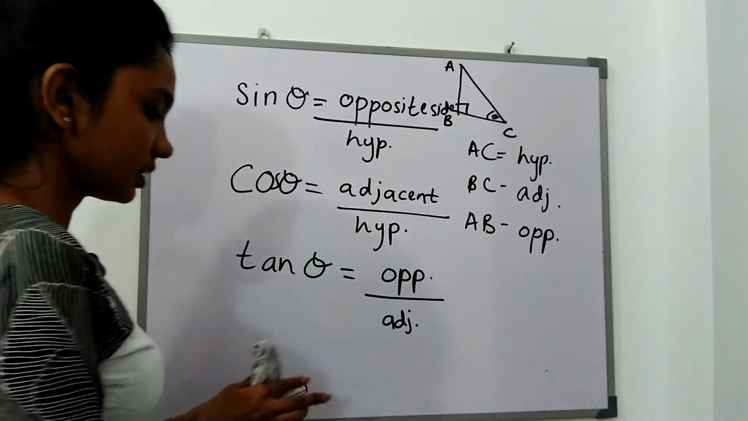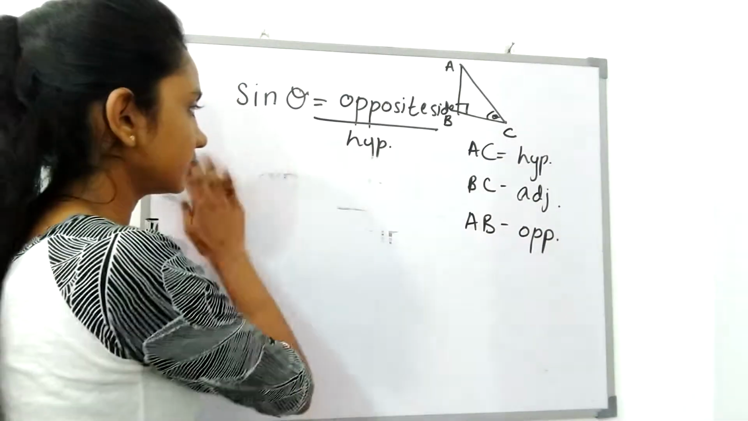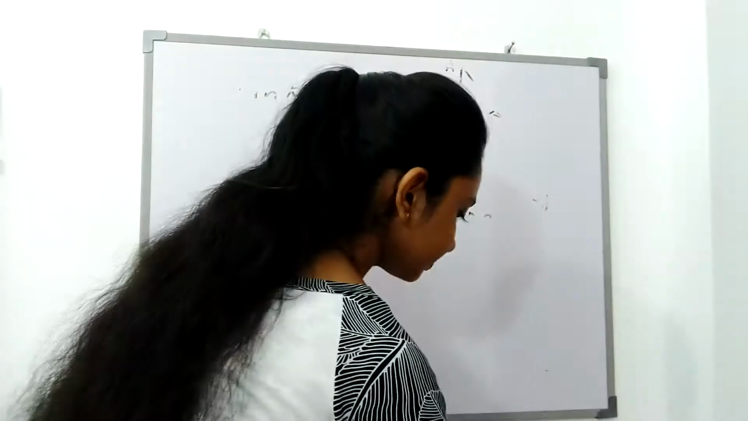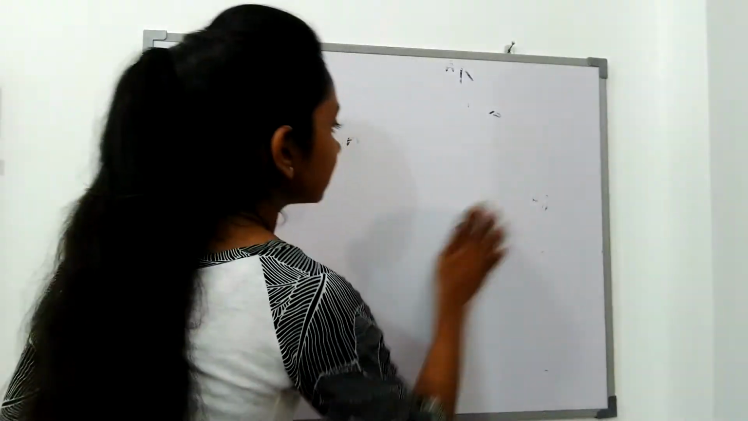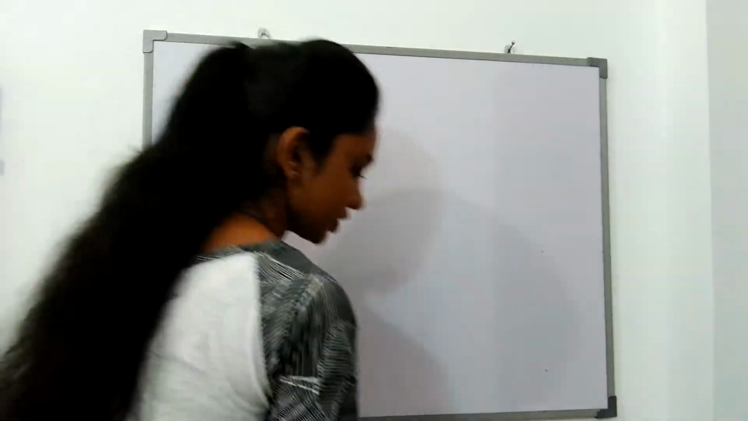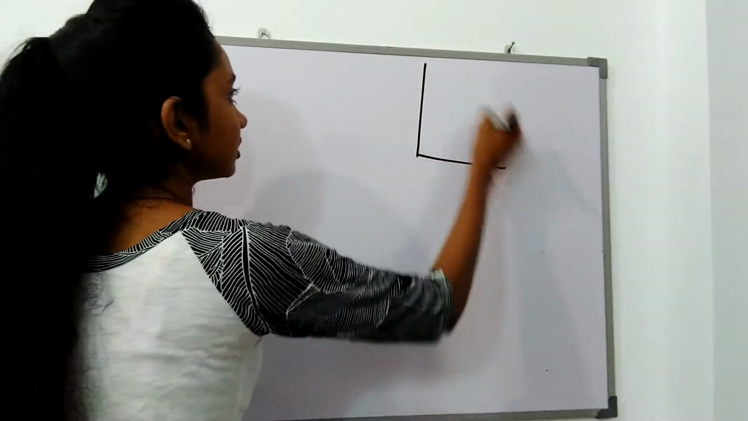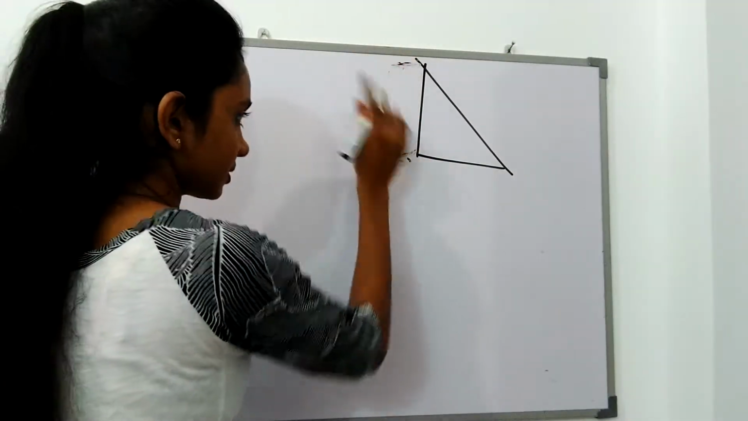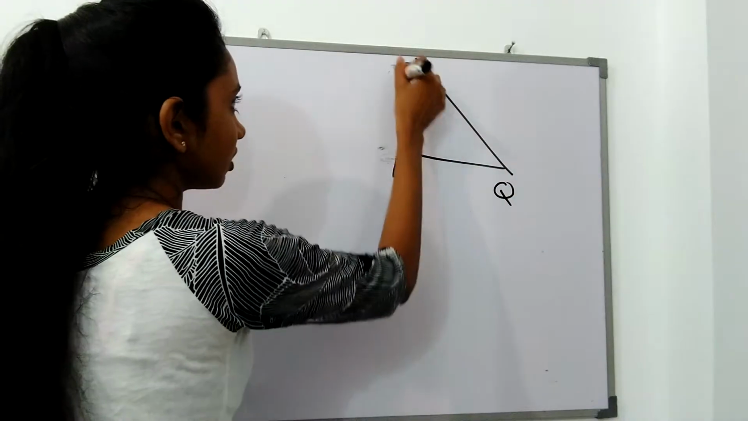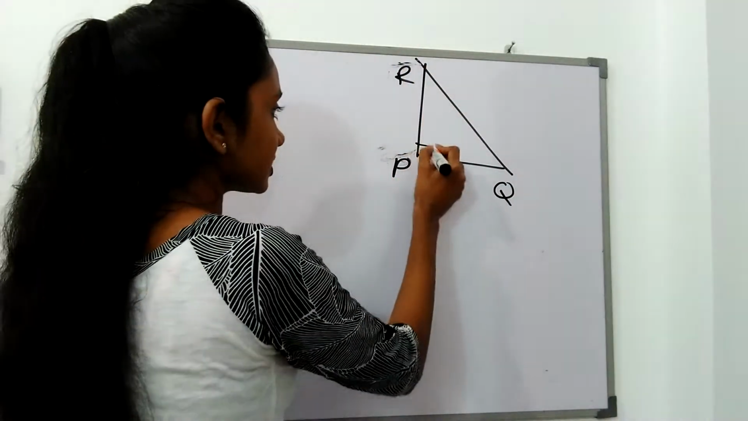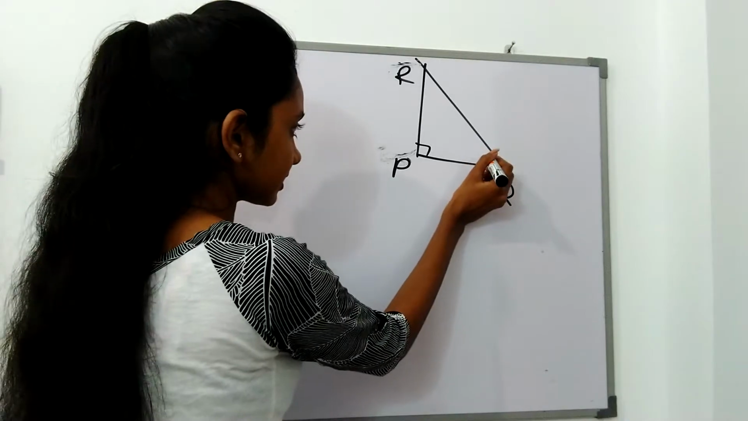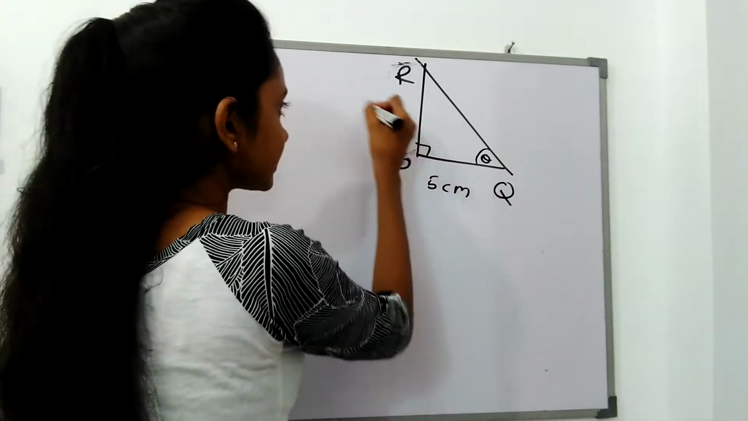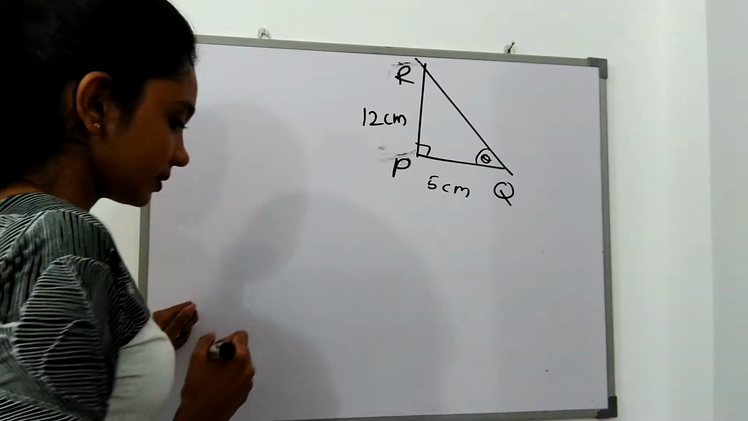Now let's take one example of how to find this. Say children, there's a triangle PQR. So this is the right angle, this is the angle we are considering, that is theta. This is 5 centimeter and this is 12 centimeter.